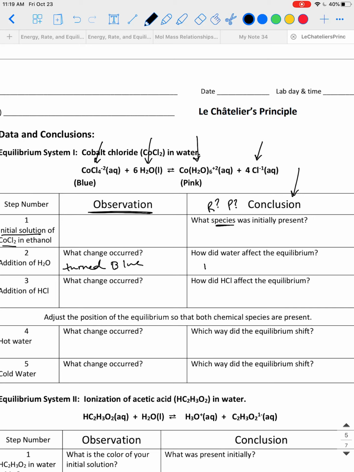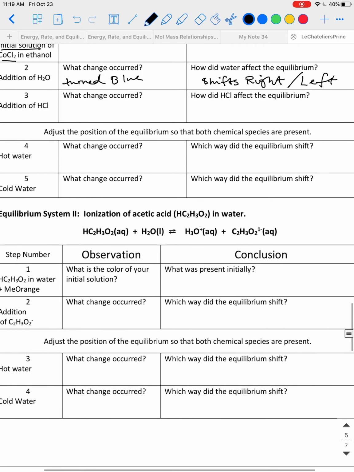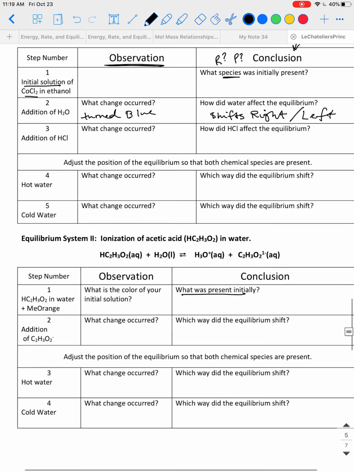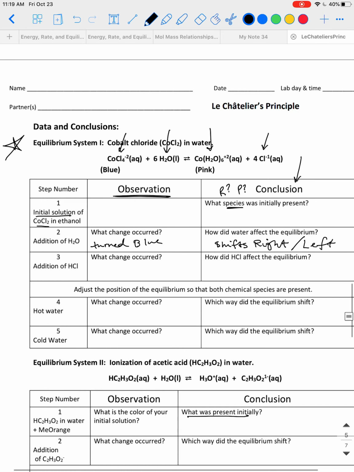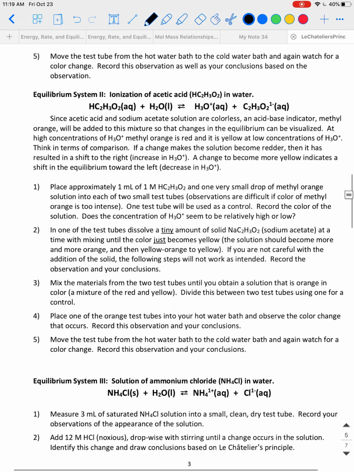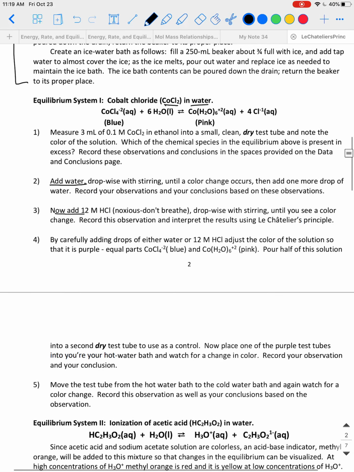All right. So you're either going to write it shifted right, so you would write shift right, or shift left based on whatever happened. Okay. So you can say it shifts right or it shifts left. And that's essentially all you're going to write for this conclusion column, unless you're writing what species was initially present. So those are the kinds of statements I want you to make on your data sheet. Very short, don't write me sentences or paragraphs. And then what's the next step?